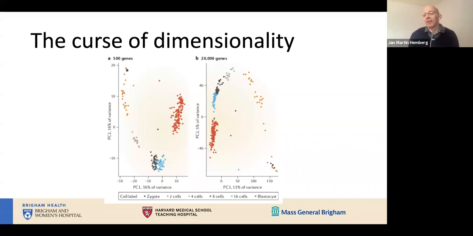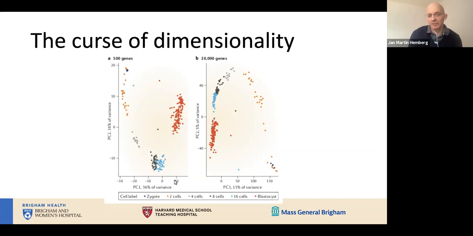So distances are no longer as useful as they would be in lower dimensional space for discrimination and other tasks. One example is shown in this plot here. We took a small data set on early mouse embryonic development, and we consider two different scenarios where you either use all 20,000 genes that were profiled in the samples, or you use a selection of the most variable genes, only 500 of them. As you can see visually, the clusters are more distinct on the left compared to the right.